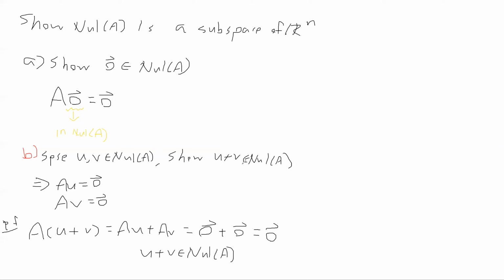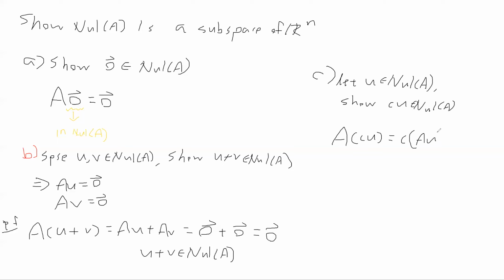Okay, very easy, right? Now the last one, C: we want to show that a scalar multiple of some vector in the null space is also in there. So let U be in the null space of A. Show that CU is also in the null space of A. And then we can always do this by definition. So A times CU, I can rewrite this as C multiplied by AU.